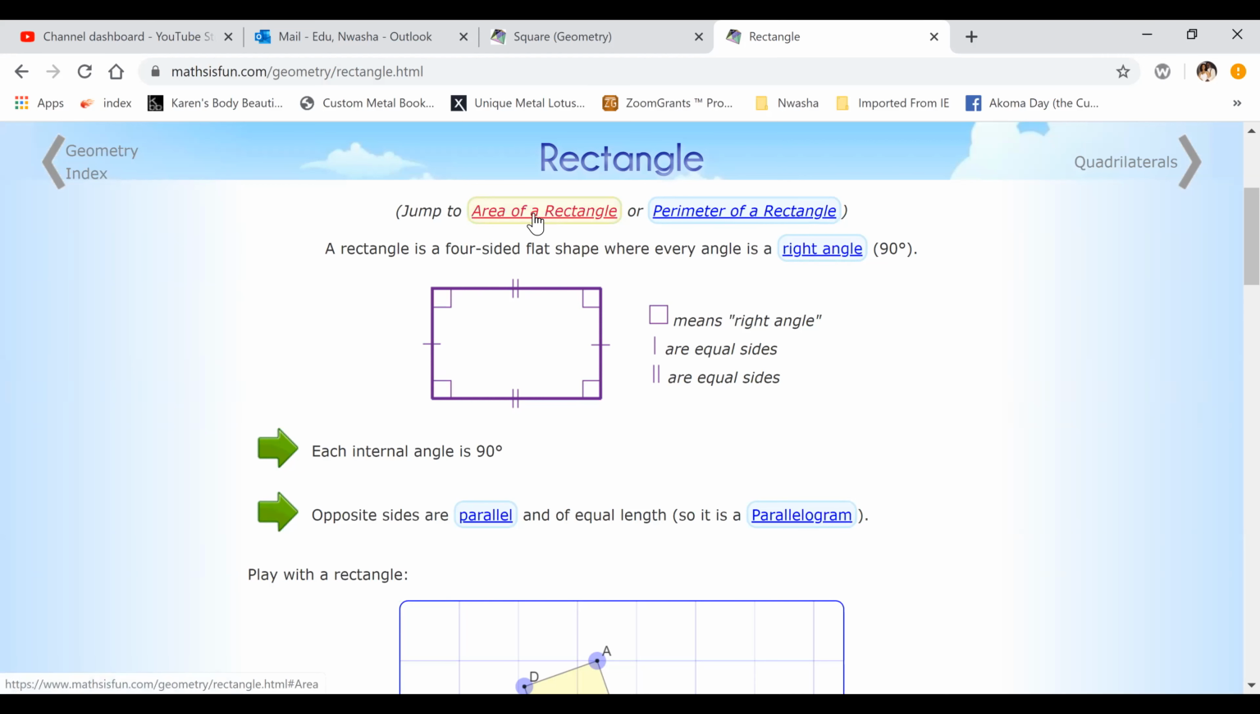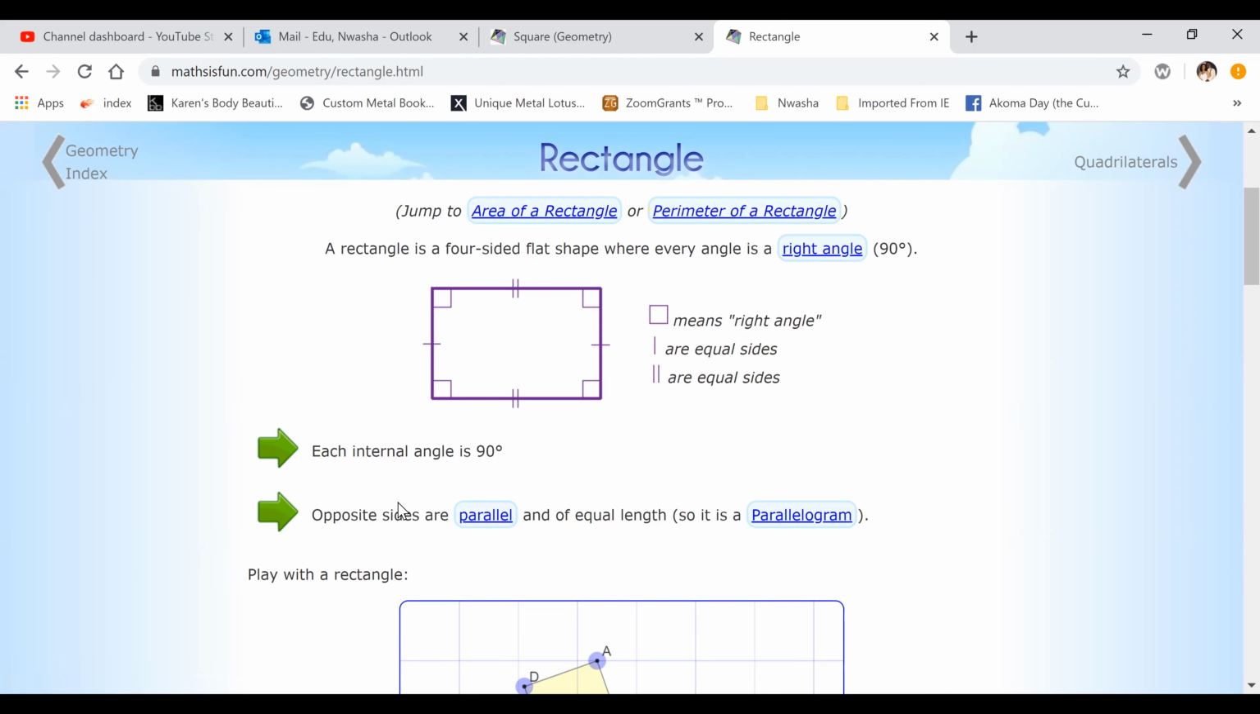So you can see right here, you can jump to area of a rectangle or perimeter of a rectangle. Yesterday, we kind of just did an introduction to both of those things, where perimeter is the outside line of the shape and area is how much space the shape takes up. Like if this were a carpet, it'd be area. If it was a picture frame, it'd be perimeter.